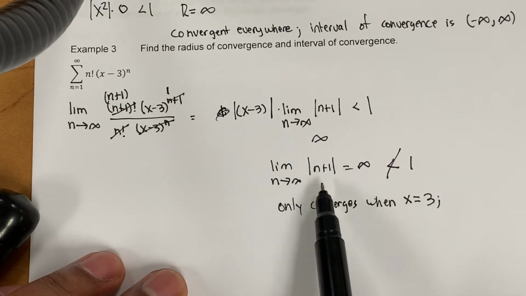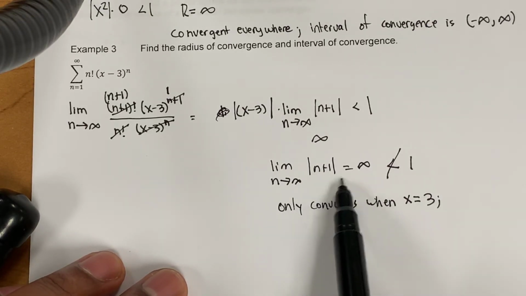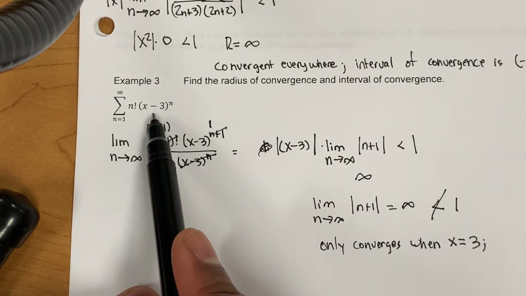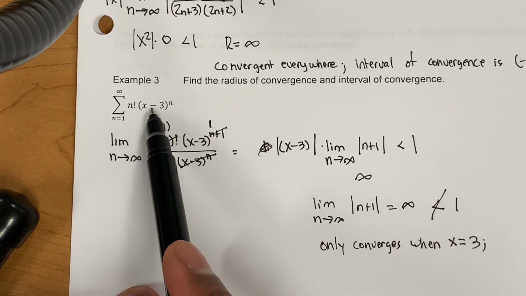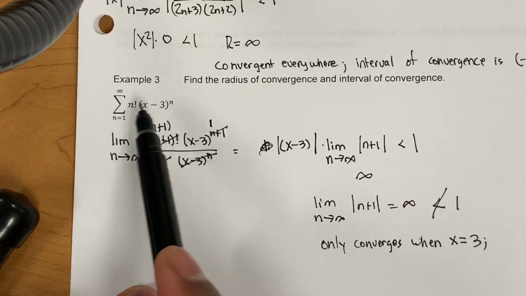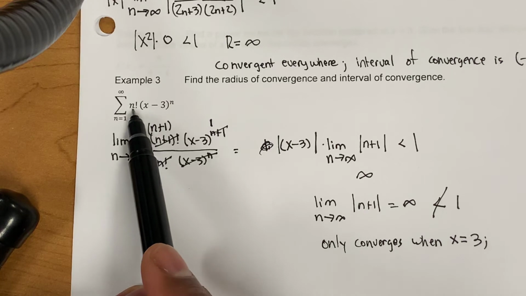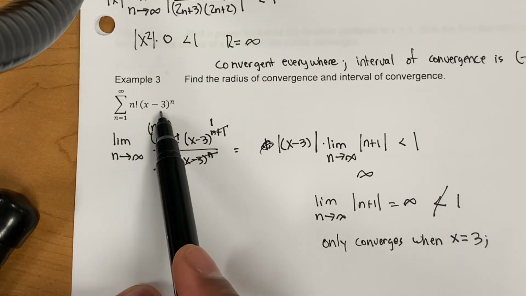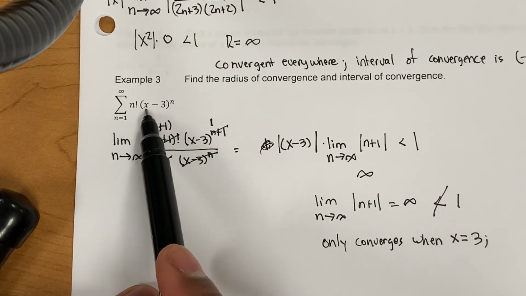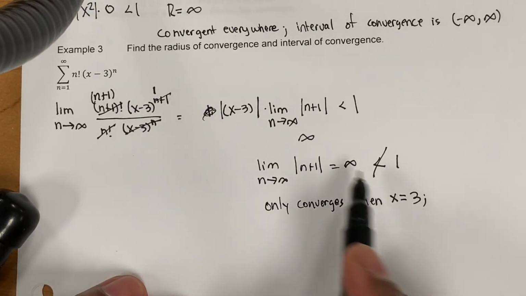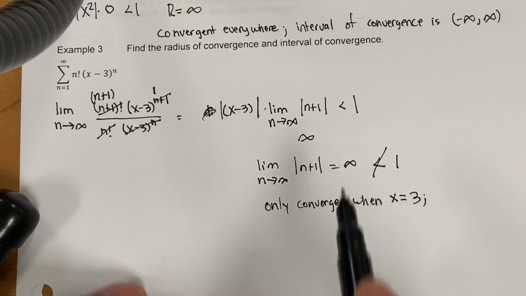And that reason is there's no other value for x that this can converge, because if we do, we have some non-negative or negative value that multiplies by n factorial to create a very large alternating series or an always positive factorial series that doesn't converge. So again, this only converges when x equals 3 because the limit is infinity.